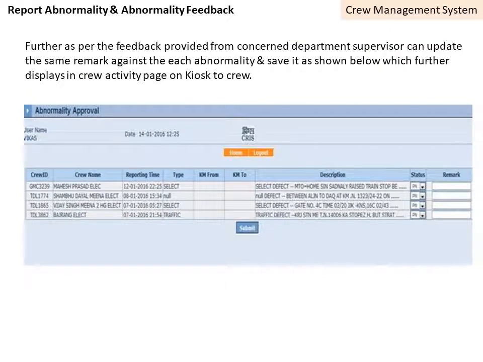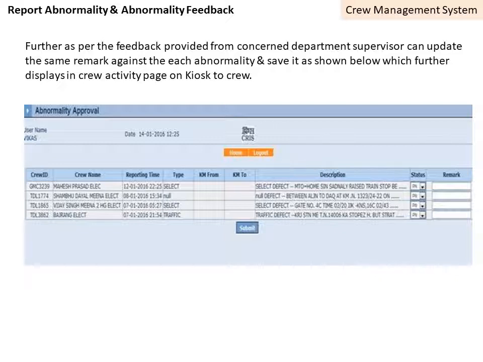The reported abnormality can be seen like this: crew ID, crew name, reporting time, kilometer from, kilometer to, description, status, pending, PN, nothing but pending. Further, as per the feedback provided by the concerned department, the supervisor can update the remark against each abnormality and save it as shown below.